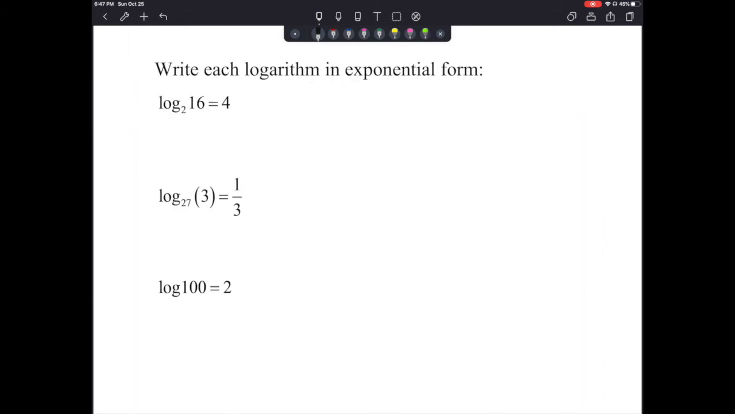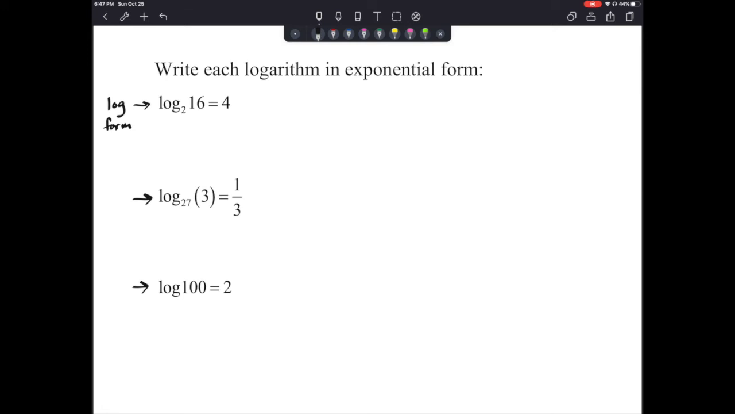So it says, write each logarithm in exponential form. All right, so we were just doing that. So remember, this is log form. This is log form that we're starting in on each of these. How do I know it's log form? Well, because it has the word log in it. That's pretty easy to remember.